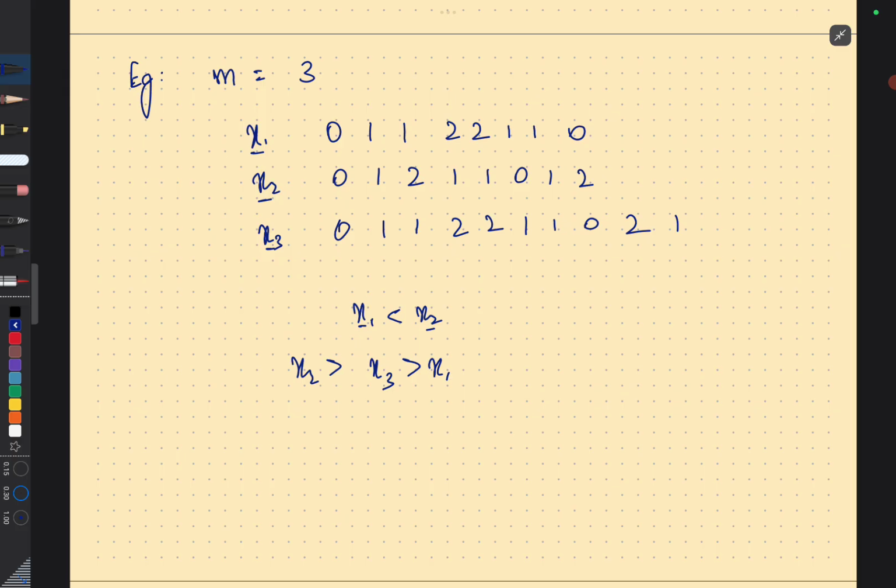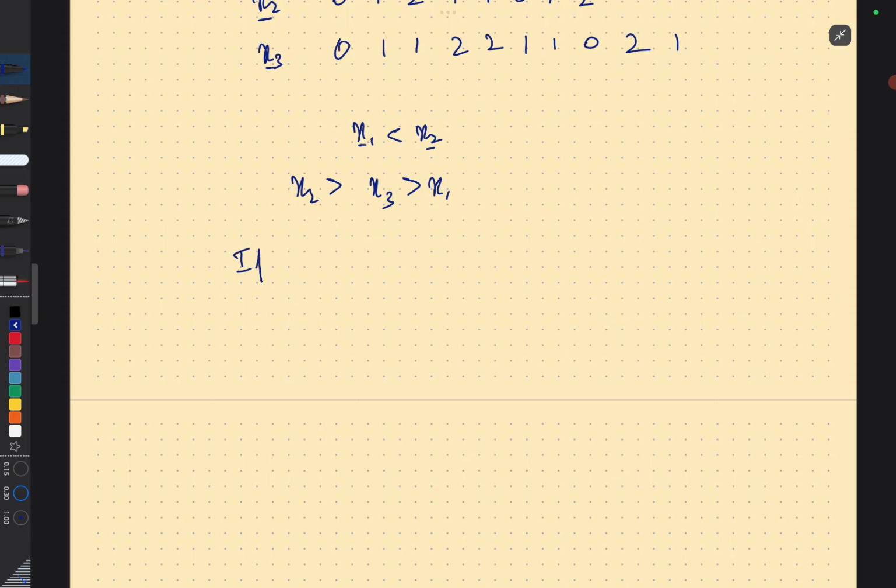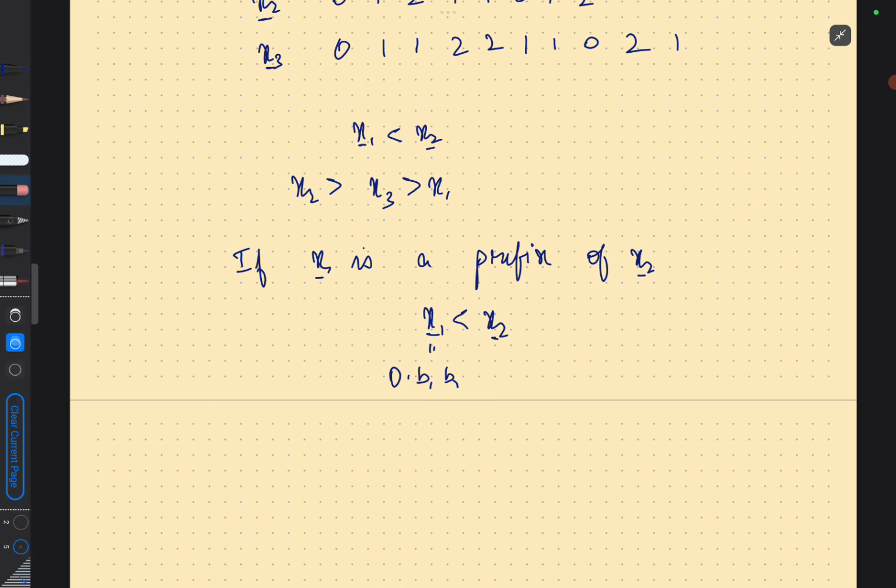In particular, let's say that I have two sequences, one of which is a prefix of another sequence. Which would be larger, the prefix or the one which has the prefix? So if x1 is a prefix of x2, which one would be larger? x2 is larger than x1.